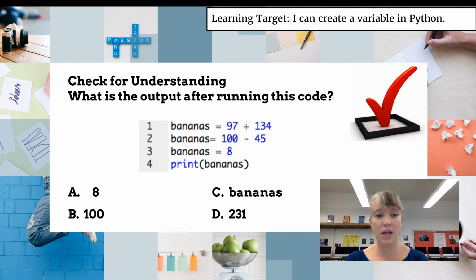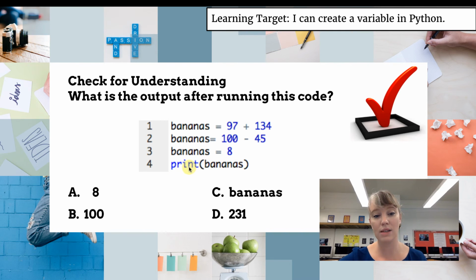Okay, so this check for understanding asks for the output after running this code. So you have bananas equals 97 plus 134 in line 1, bananas equals 100 minus 45 in line 2, and line 3 says bananas equals 8. So after each line, the program stores it in a different way. After line 1, bananas equals 231, that's the sum of 97 and 134. After line 2, it's stored as 55 because it keeps reassigning. It throws out the old value and puts in the new value. After line 3, it throws out 55 and gives it 8.